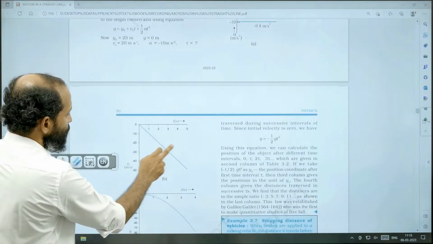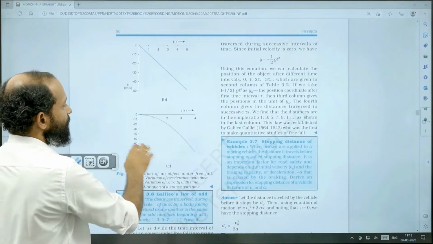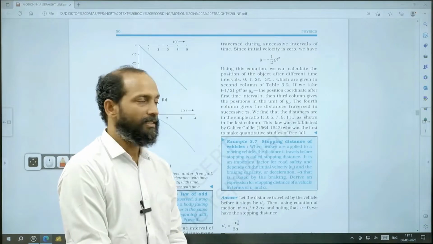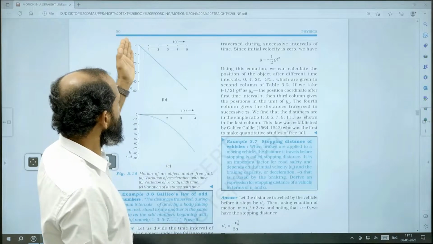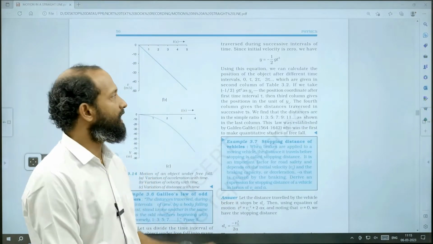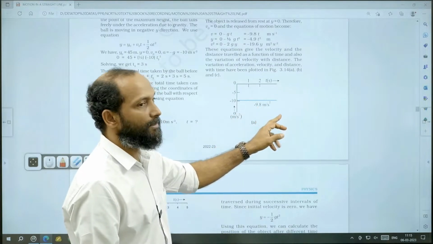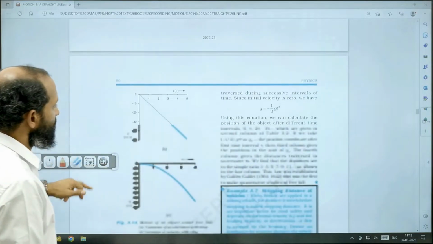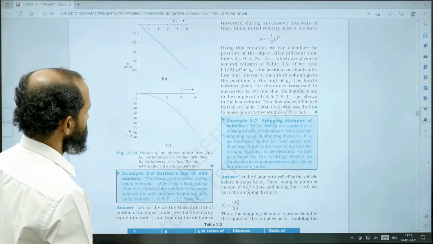The velocity time graph of a freely falling body is this one, the second one, and the position time graph of a freely falling body is a parabola. So note it: position time graph of a freely falling body, parabola. Velocity time graph of a freely falling body, straight line. Acceleration time graph of a body, straight line parallel to the time axis. See, all of this we have plotted in the third quadrant; that is to be noted.